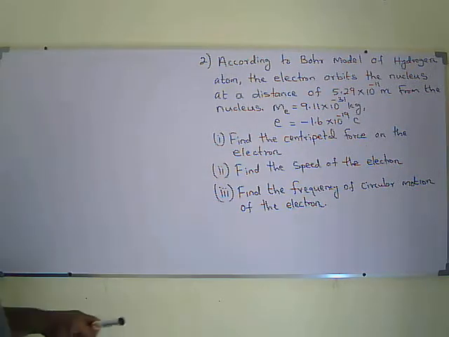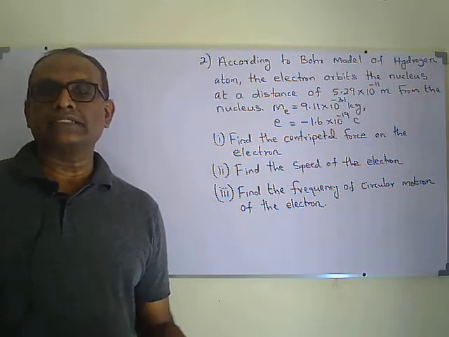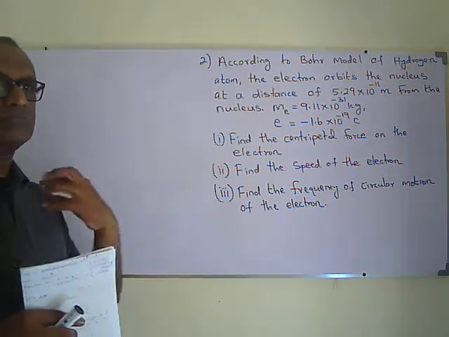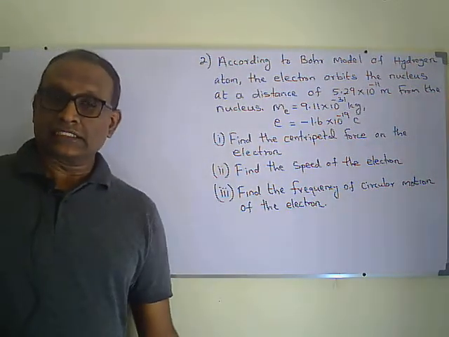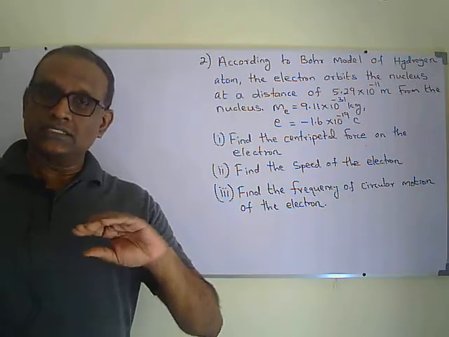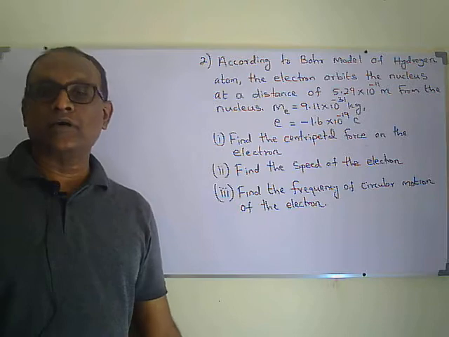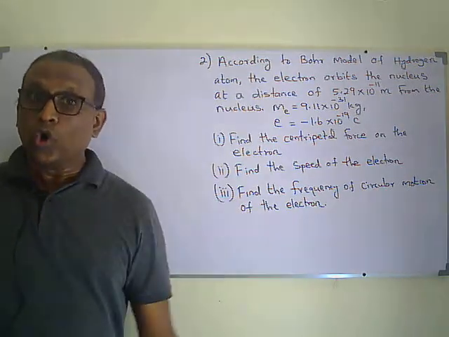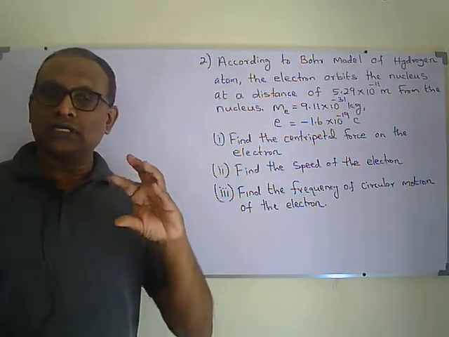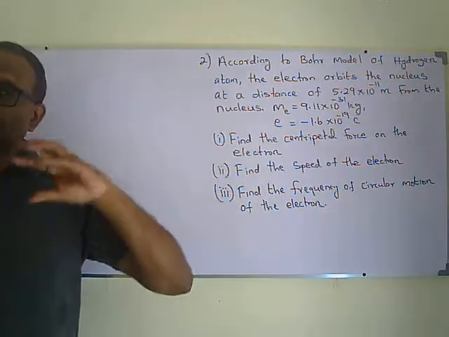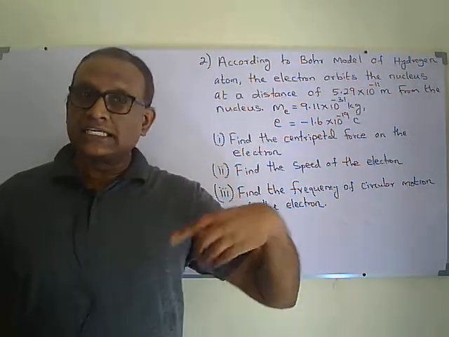Okay, so this is the second question in electric field. You know hydrogen. In hydrogen, the electron orbits the nucleus at a distance of 5.29 × 10^-11 meter, according to the Bohr model. In the Bohr model, we say the electrons orbit the nucleus in different shells in a circular path, right?